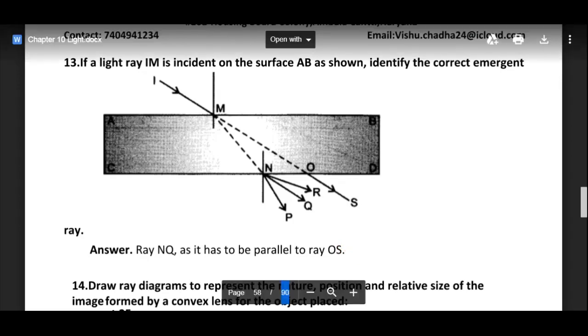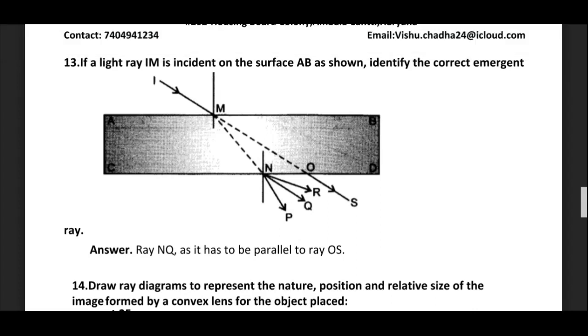If a light ray IM is incident on the surface AB as shown, identify the correct emergent ray. So this is the kind of figure that teachers can give you, and this can be changed a little bit as well according to their convenience. So what they are asking is to identify the correct emergent ray.